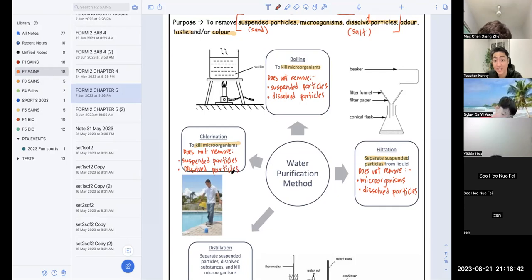Teacher, this one important. Yes. And then you tell me 2 disadvantages of boiling. So boiling got disadvantage, right? Yes. All right. Tell me the disadvantage of filtration method.